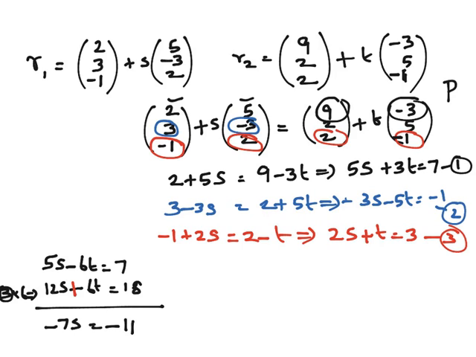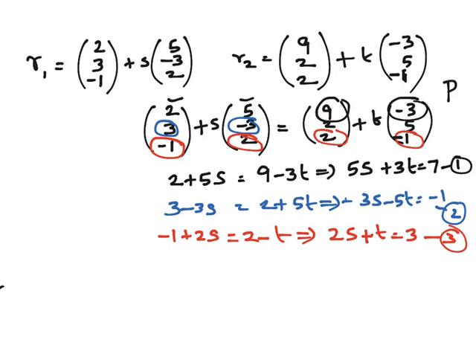So I hope I've got it right now. So that means this, let me erase this part. So let me solve equation 1 and 3 now. So equation 1, I'll keep it as it is. So 5s plus 3t equal to 7.